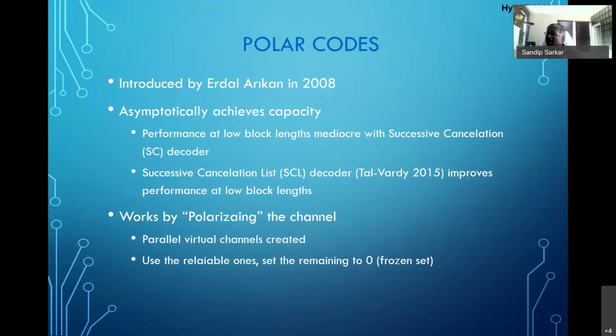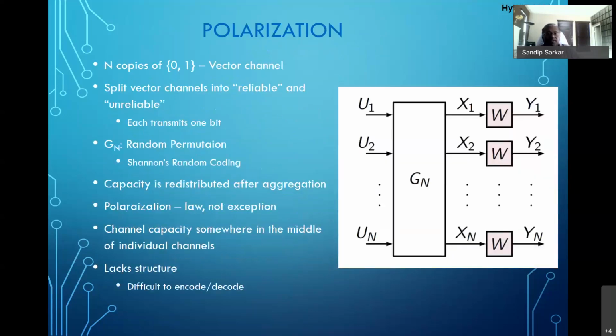Okay, then I can do something good. Now, what I do is basically create parallel virtual channels somehow and use the reliable ones and set the remaining ones to 0, the frozen set. So what I'm doing here is n copies of 0, 1, which is a vector channel. We are splitting up the vector channel into reliable and unreliable, where each transmits 1 bit. And Gn is a random permutation.